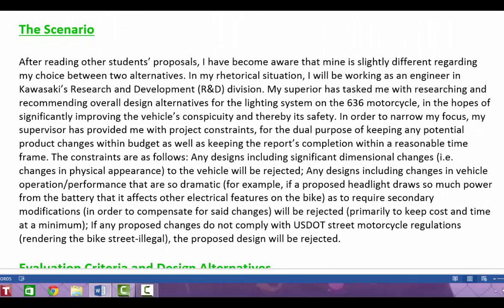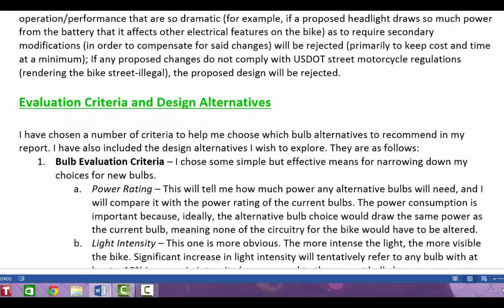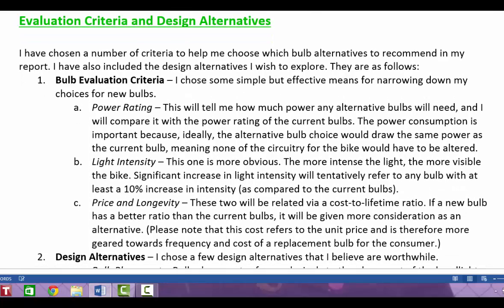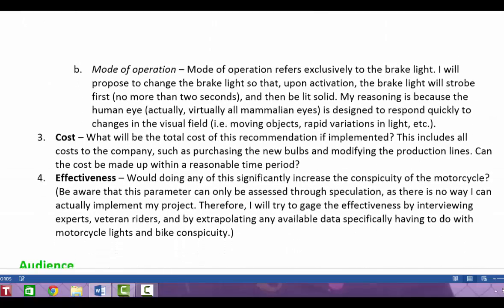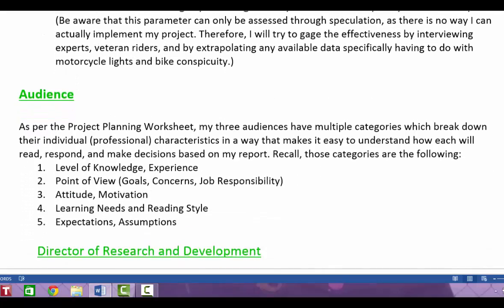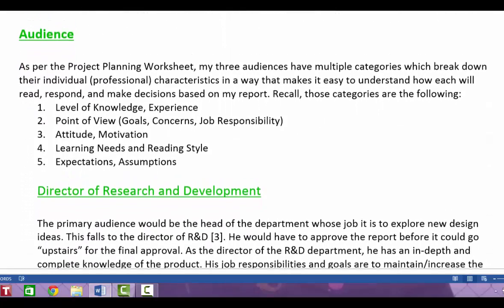He then provides a clear, detailed discussion of the scenario that he is responding to. He provides his exact evaluation criteria and the 2 alternatives that he'll be comparing. He provides a detailed exploration and analysis of his audience.